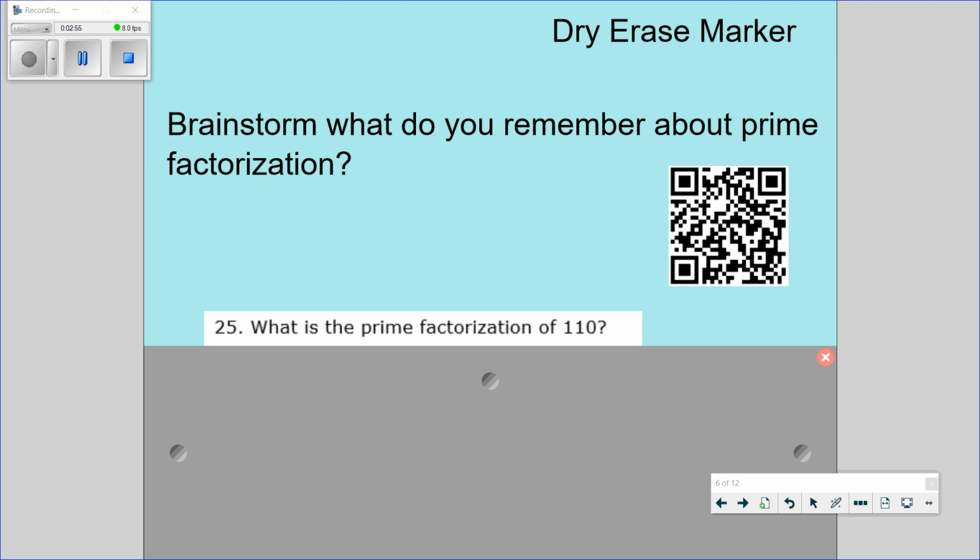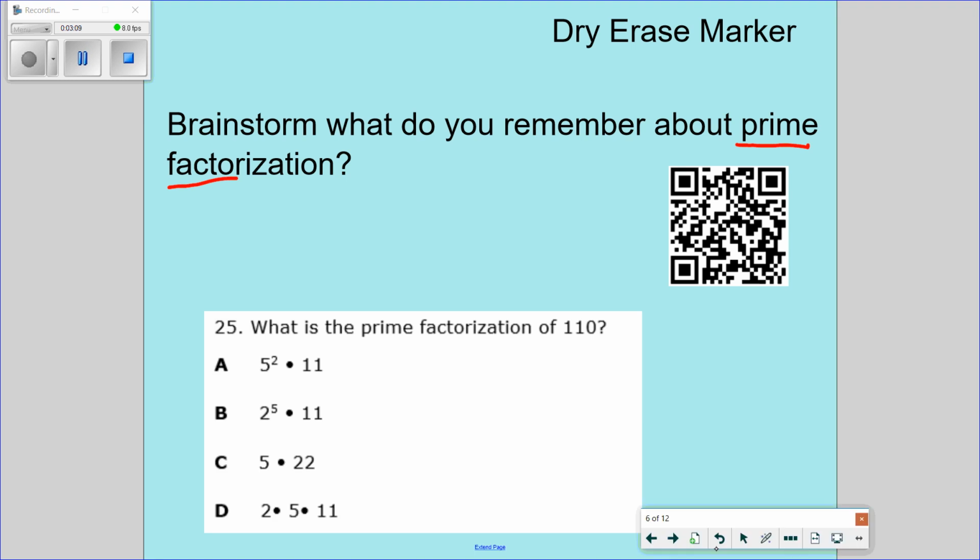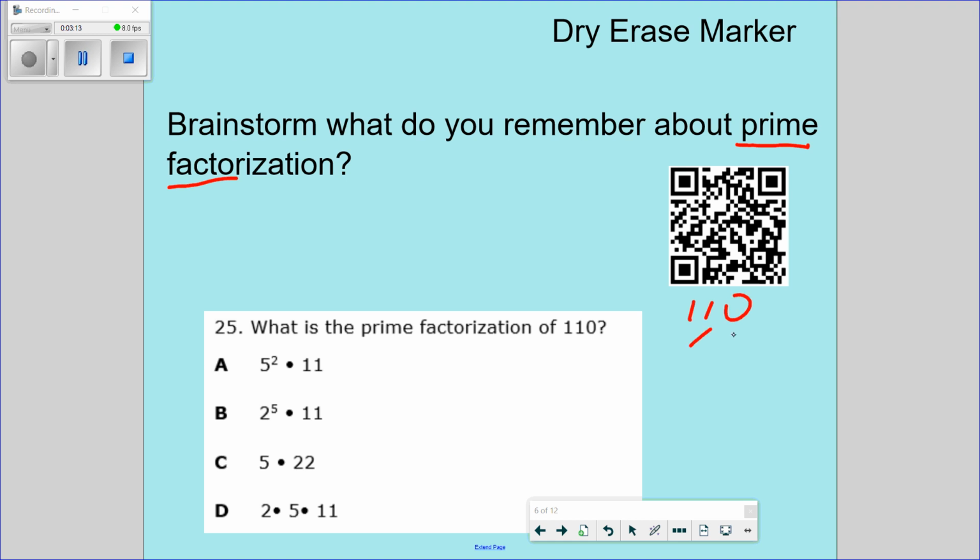So now you're going to be brainstorming. What do you remember about prime factorization? Well, let's remember, it has to have prime numbers. And it's the factors. It's the number that break up into smaller numbers. So we have find the prime factorization of 110. So do you remember we made the Christmas trees? So factor trees. So how would you break up 110?